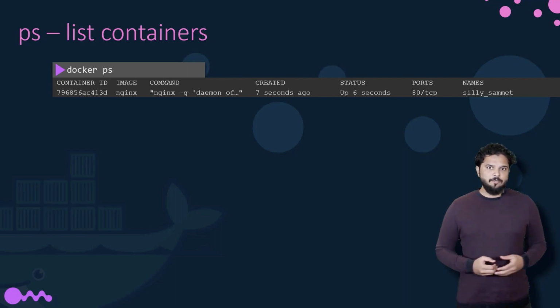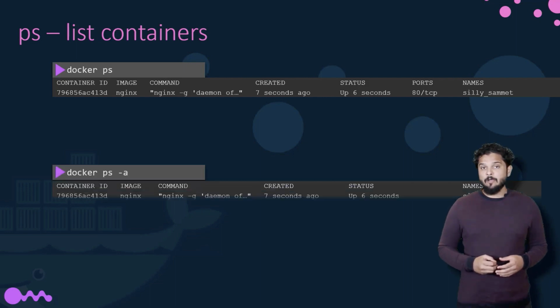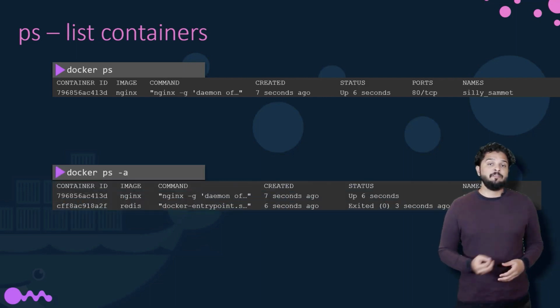To see all containers, running or not, use the -a option. This outputs all running as well as previously stopped or exited containers. We'll talk about the command and port fields shown in this output later in this course. For now, let's just focus on the basic commands.